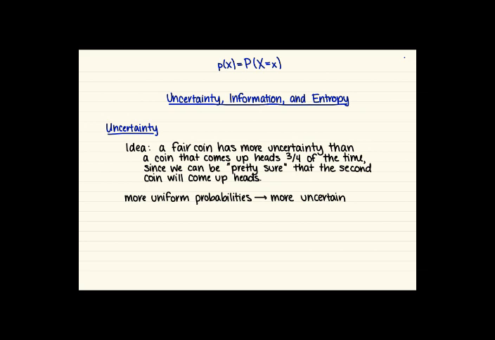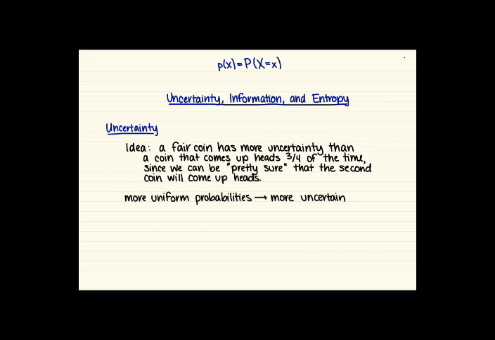Starting with uncertainty, the idea here is that a fair coin has more uncertainty than a coin that comes up heads 3/4 of the time, because we can be pretty sure that the second coin will come up heads. Whereas with a fair coin, we really don't have a good guess of what that's going to come up, since both possibilities are equally likely. There's a lot of uncertainty there.